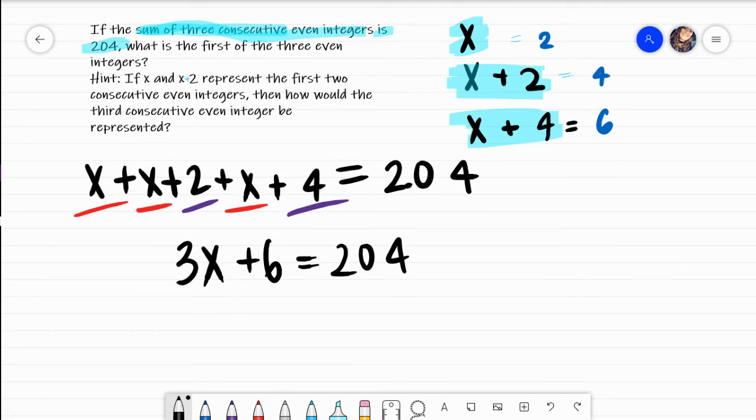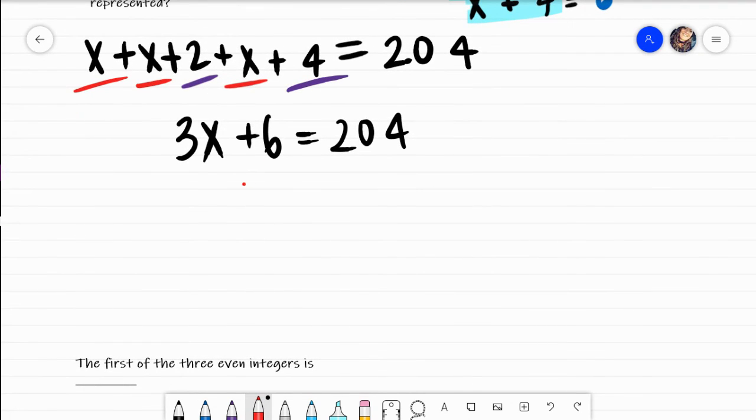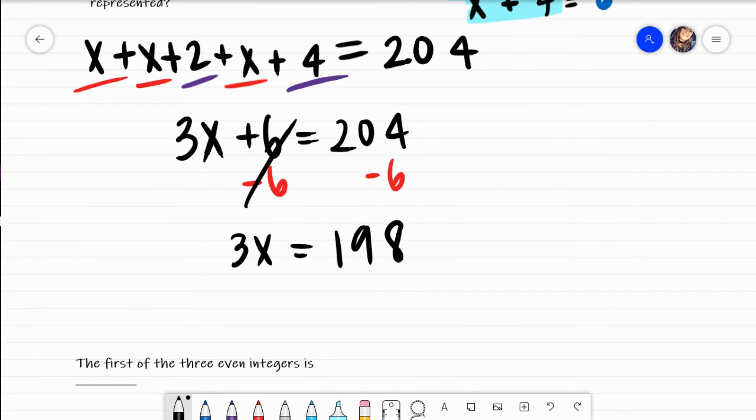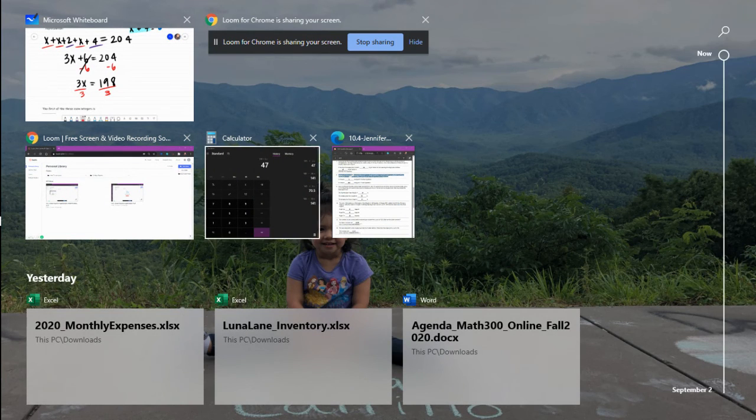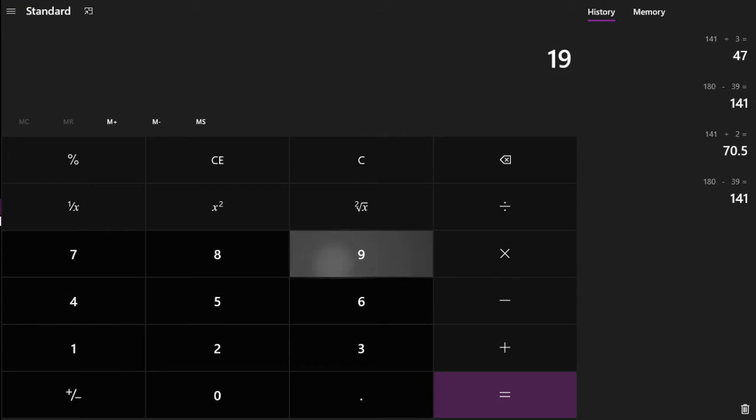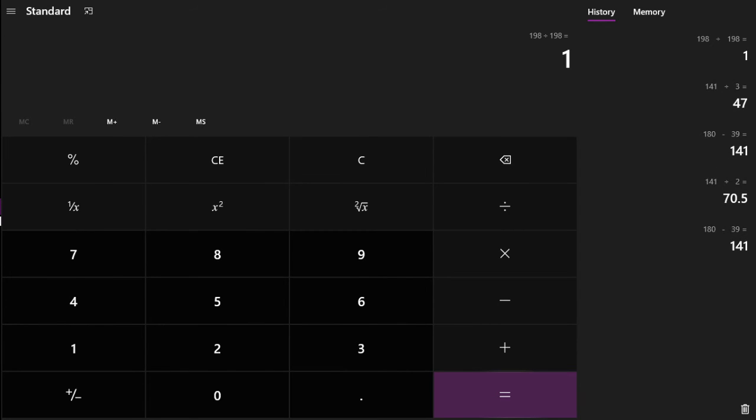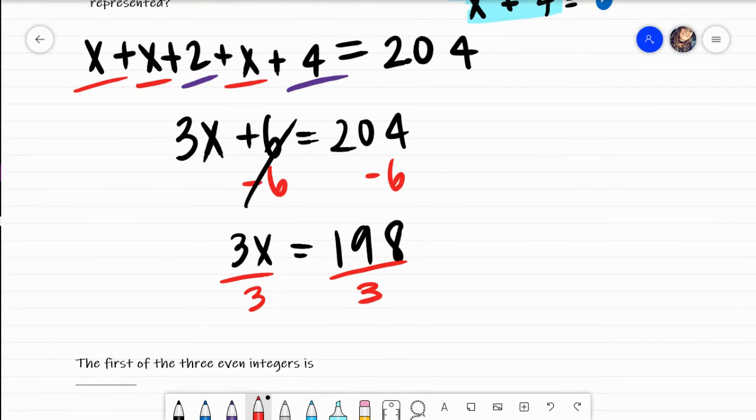So we add and keep their sign. And then right here, I need to subtract my 6. And what you do to one side, you have to do to the other. So I get 3x, those cancel, equals 198. And then I need to divide and divide. I could go over here and do long division, but y'all are allowed to use calculators. 198 divided by 3 equals 66. Come back, cancel, x equals 66.